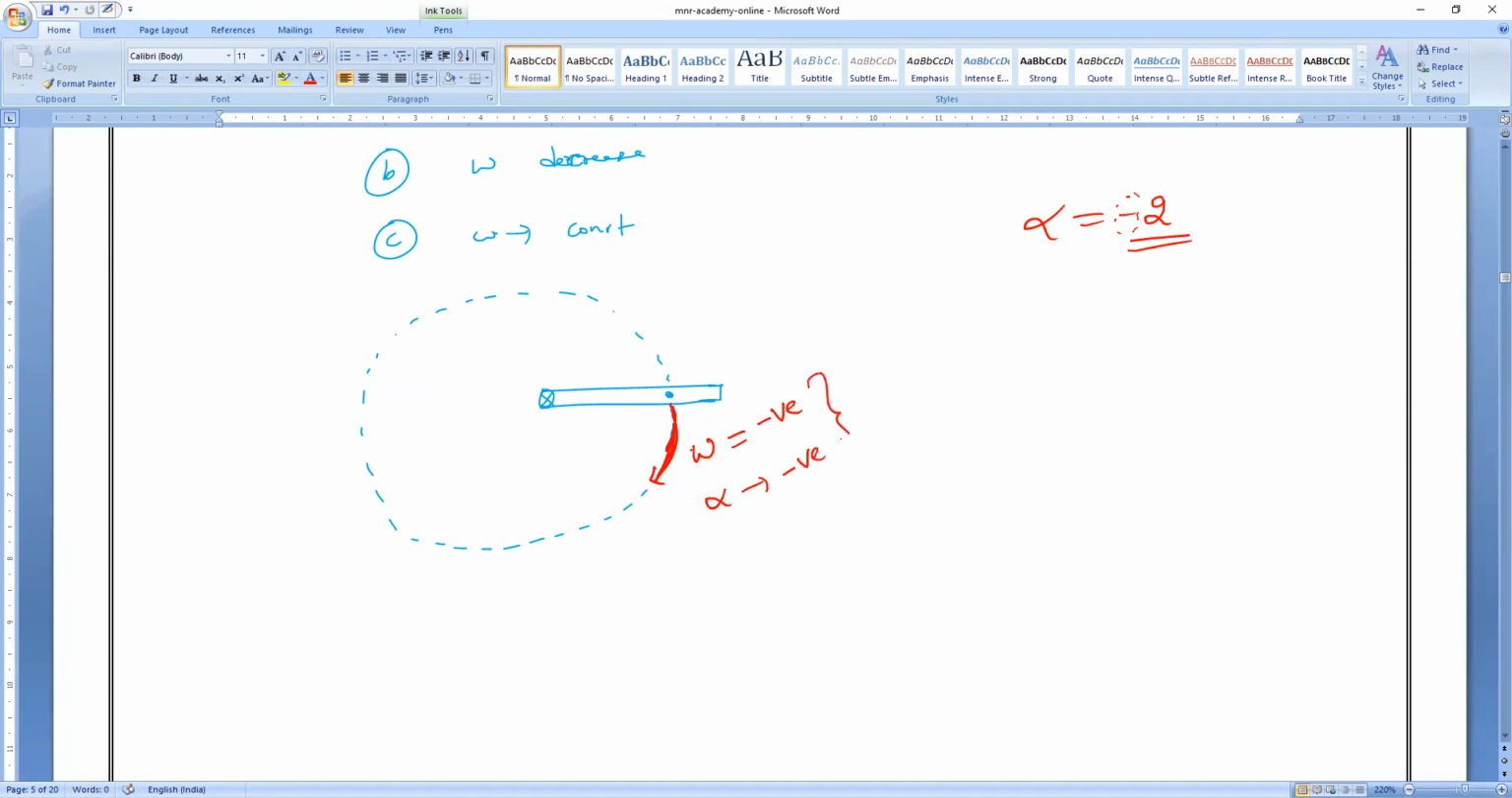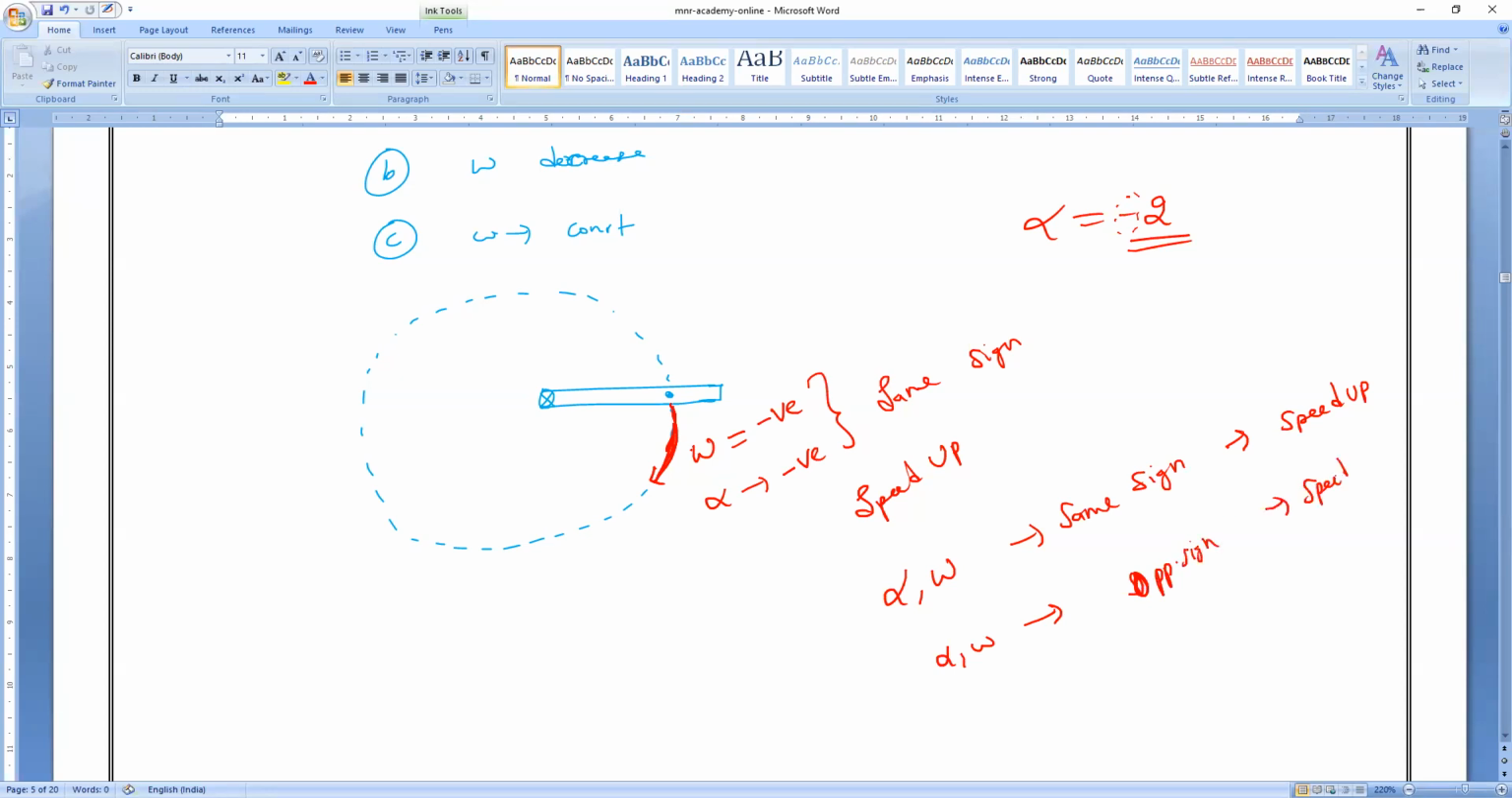So are both the same sign or opposite sign? Check it, everybody. Same sign. So same sign means it will speed up or speed down? Speed up. If alpha and omega are the same sign, both positive or both negative, speed increases. And if alpha and omega are opposite in sign, what will happen, everybody? Speed down.